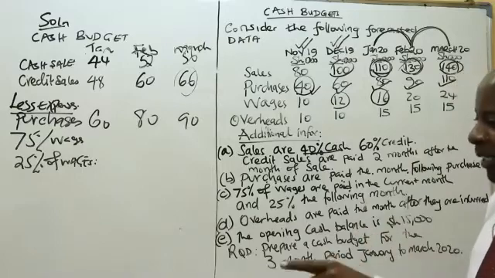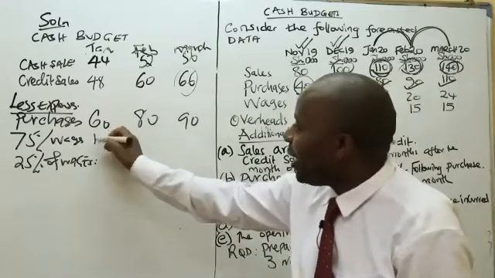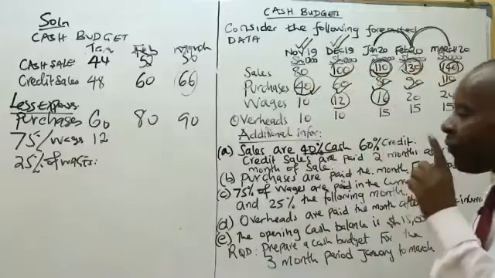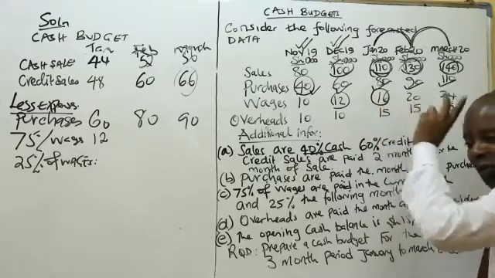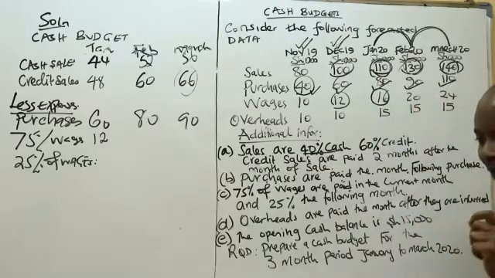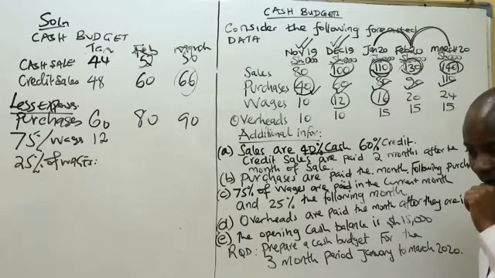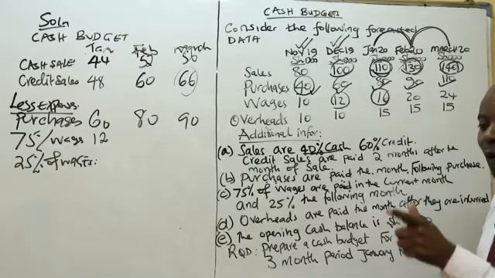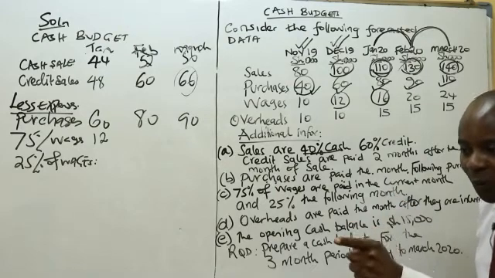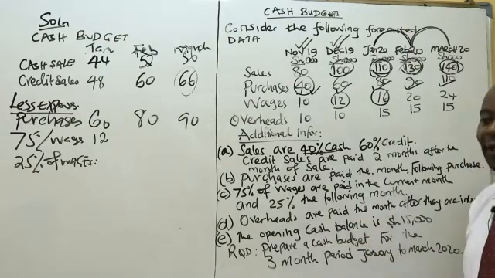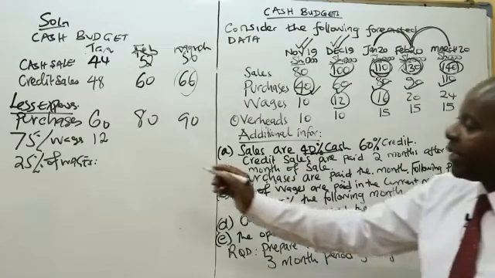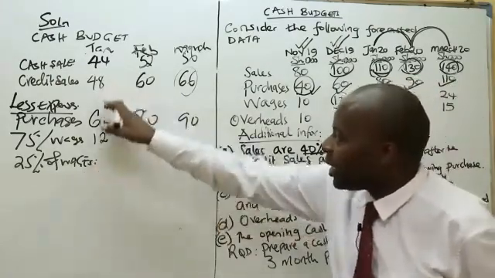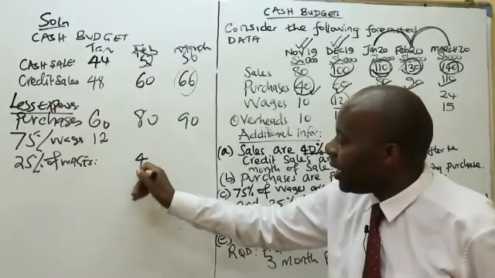75%, thank you very much, Caro. 75% will be paid in the month of January. And then what is 25% of 16? 4. Paris tells me 4. When are we going to pay those wages worth 4? Which month? February. So in this case, 25% of January's total will be paid in February, which is 4.